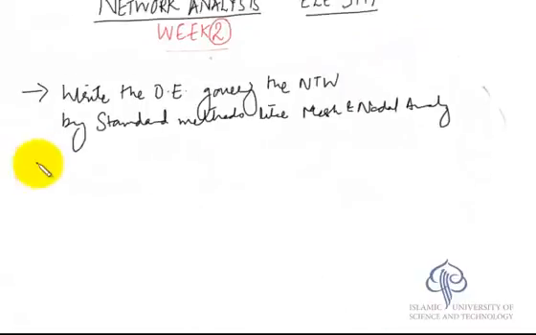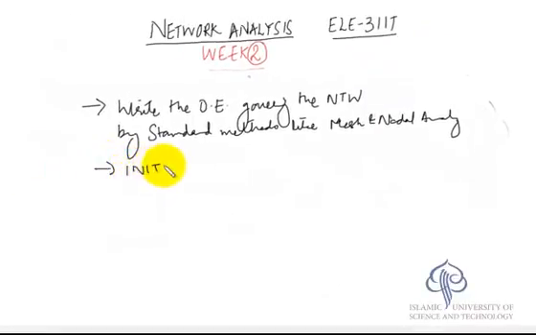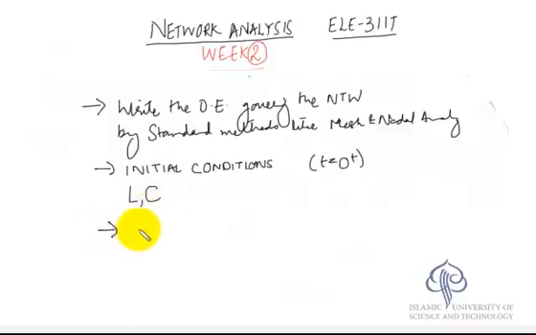Then the next step is we're going to find the initial conditions, which are conditions at t is equal to 0 plus, by applying the properties of the inductor and the capacitor, which are that in the inductor, the current does not change instantaneously, and in the capacitor, the voltage does not change instantaneously if the source does not contain an impulse or its derivative.